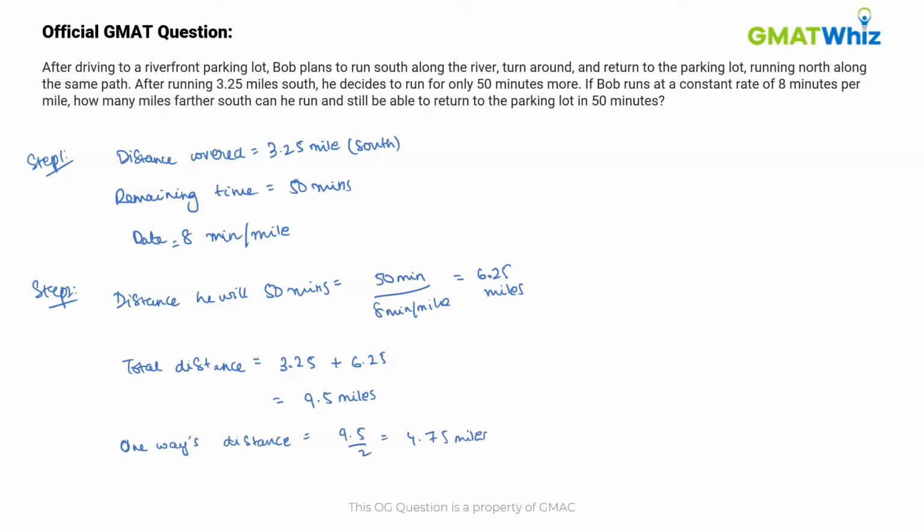Now using this information, we find out how many miles farther south he can run and still be able to return to the parking lot in 50 minutes in step 3. Now one way's distance is 4.75 miles and the distance he has already covered is 3.25 miles. So the remaining distance will be equal to 4.75 minus 3.25 miles, which is equal to 1.5 miles, which is our option A.